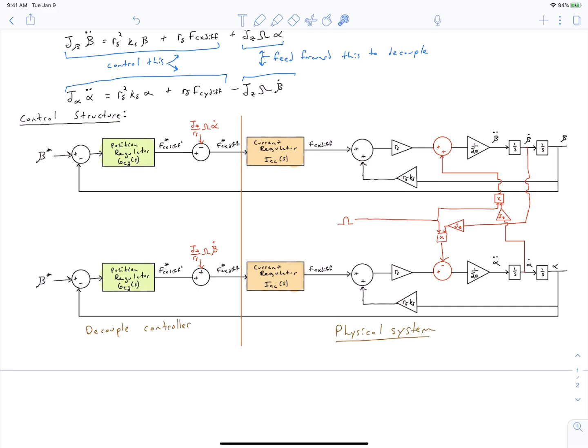You can see that in our physical system we are modeling our dependence on alpha and beta between the two systems over here. So the red lines indicate the signals that have been the modifications to this block diagram from what we previously had. So the red lines indicate the modifications to this diagram from what we had when we did not consider gyroscopic forces.